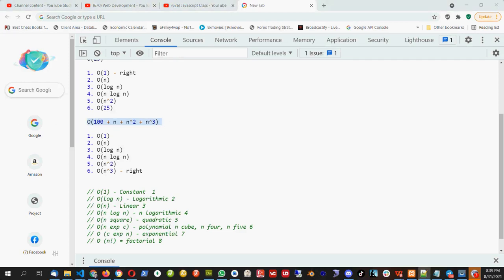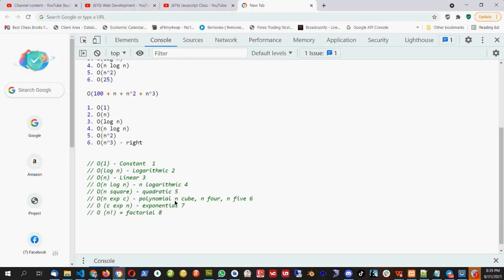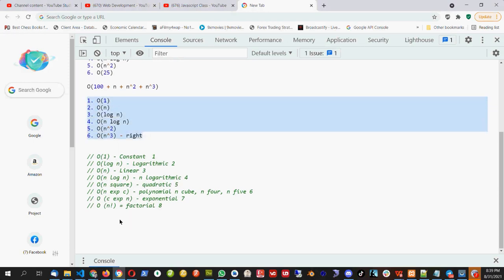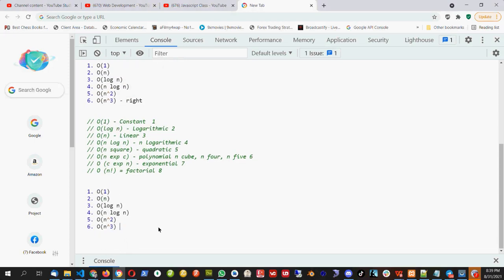Let's see a few more examples. Okay, let me write down. Let me first write down the answers and then I will put the question. So the question is O of n plus n plus n plus n. What will be the big O notation for this?